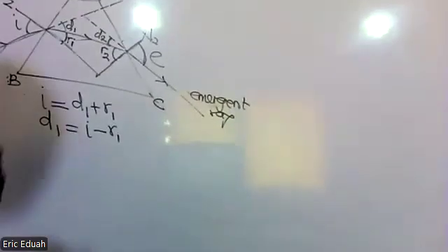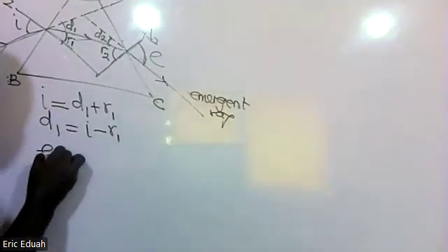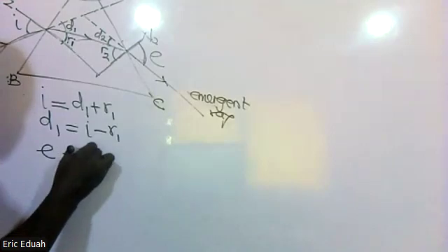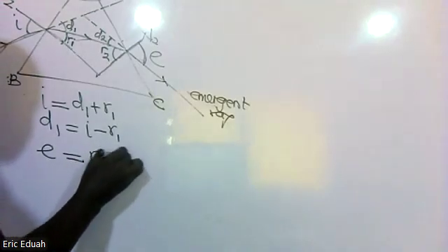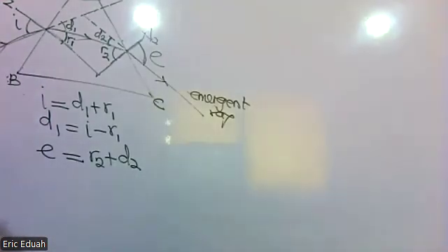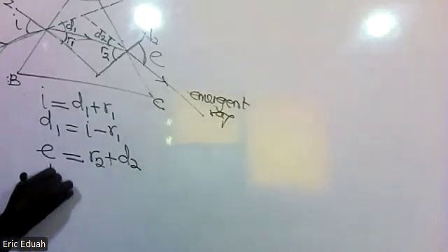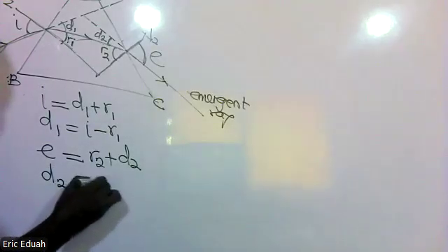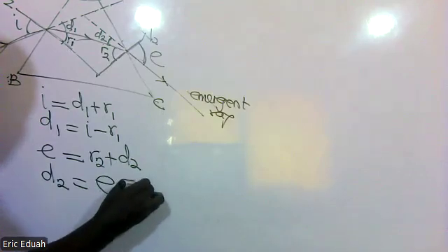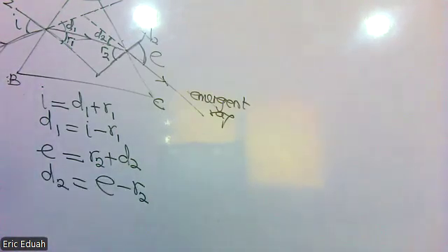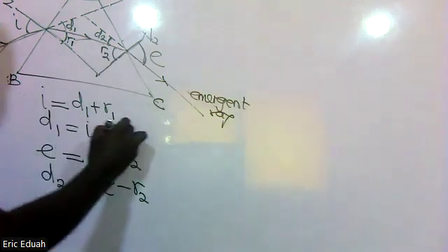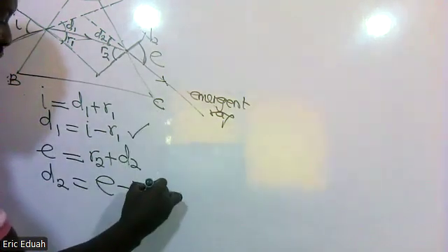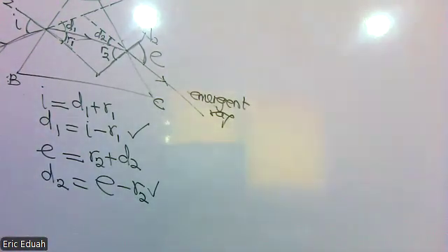So by the same reason, E is equal to R2 plus D2. Therefore, D2 is equal to E minus R2. Okay, so we have the expression for the first deviation and then the second deviation. All right.